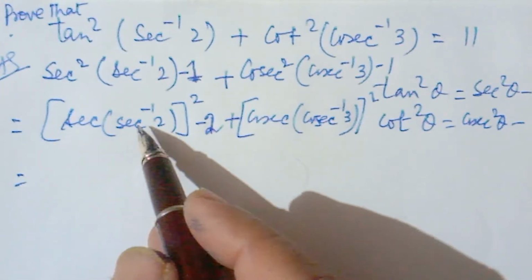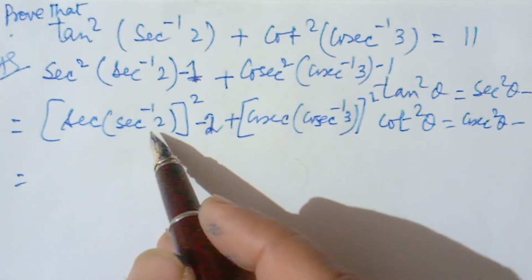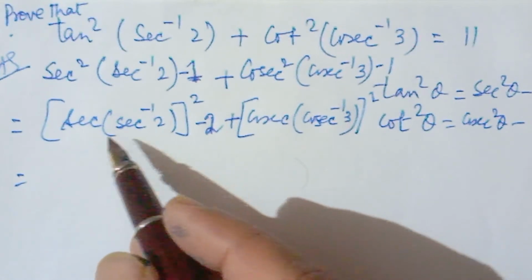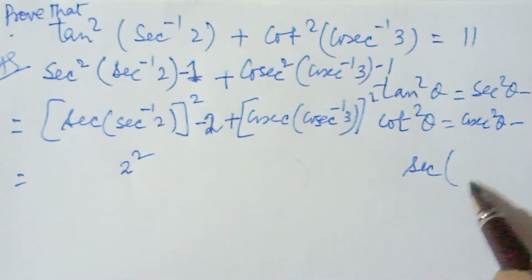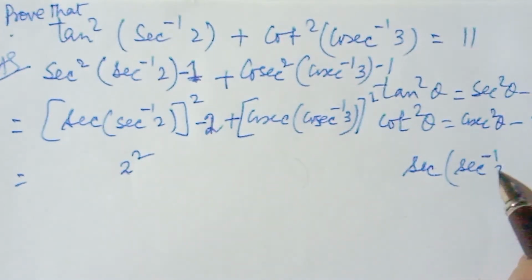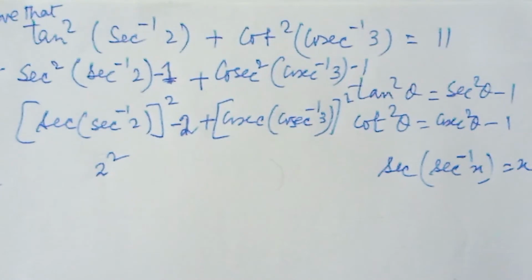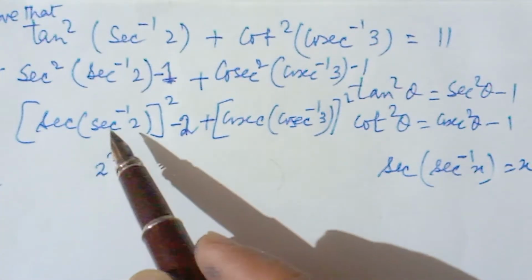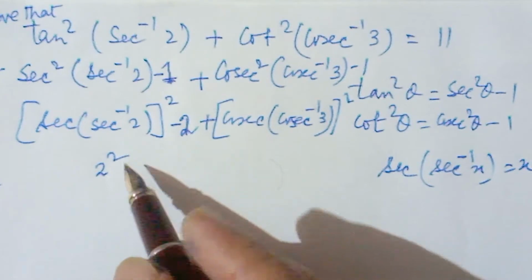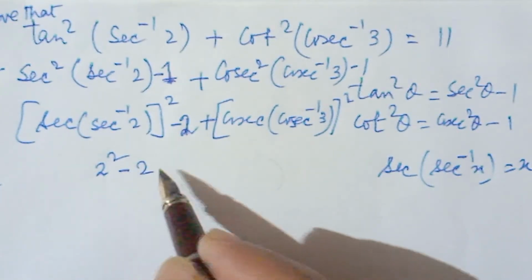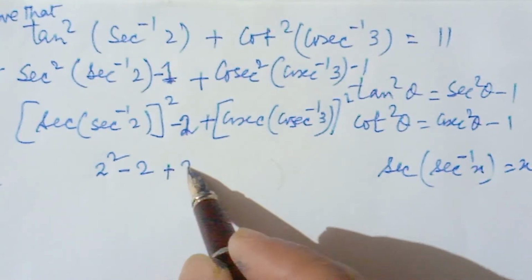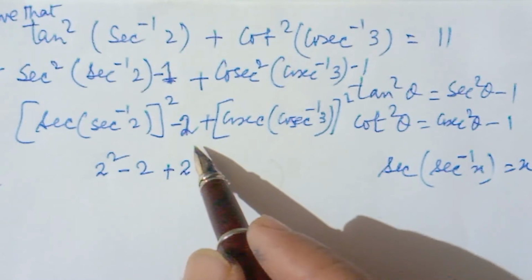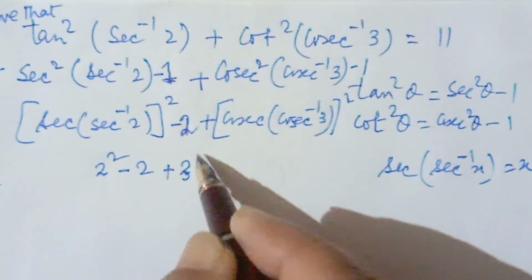and sec of sec inverse x is x, that's why this will be 2 square. So what is the formula? Sec of sec inverse x is equal to x. This is the formula. So you can write sec of sec inverse 2 as 2. 2 square minus 2, and here also same, plus here it is 3 square.